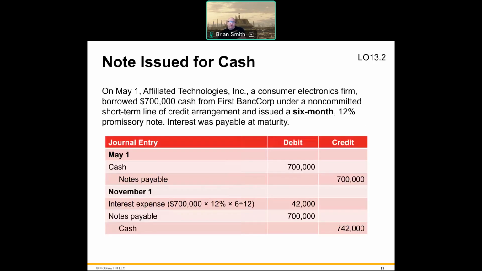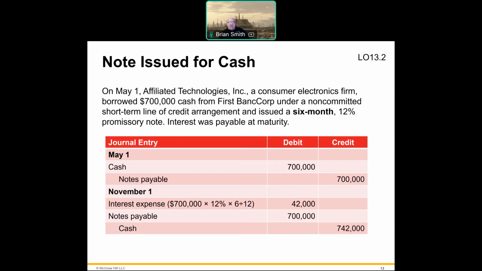So let's look at an example here. On May 1st, Affiliated Technologies, a consumer electronics firm, borrowed $700,000 cash from First Bank Corp under a non-committed short-term line of credit arrangement, issued a 6-month, 12% promissory note. Interest was payable at maturity. So on May 1st, it's owed November 1st.